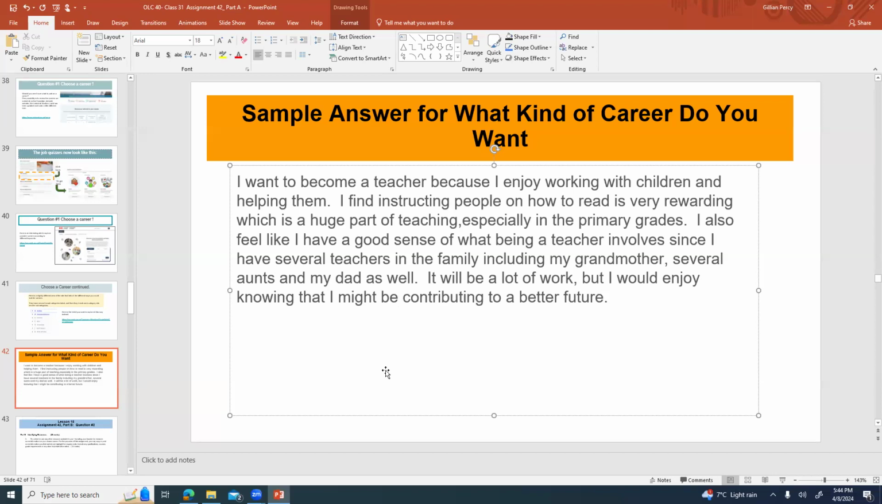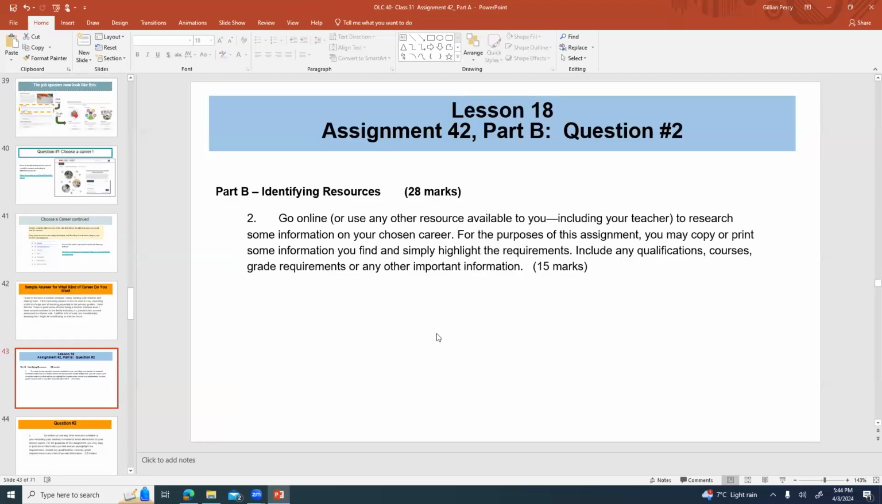Okay. I don't want to go on to the next one, but I'm just going to show it to you so you can get a head start if you want to. Tomorrow, we're going to look at identifying resources. That is where you're going to be researching more information on your chosen career. You can copy or print the information, highlight requirements, include any qualifications, courses, grade requirements, or other important information. That's worth 15 marks. So we're going to look at that more in depth tomorrow.